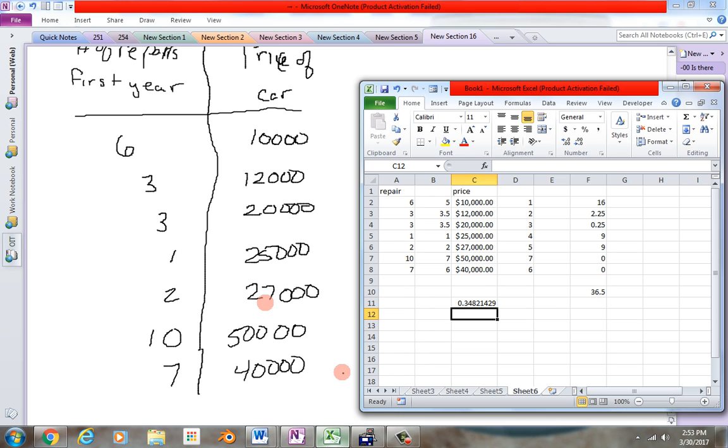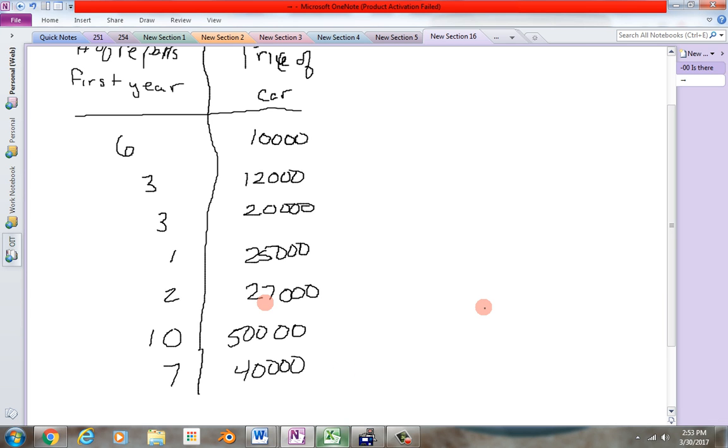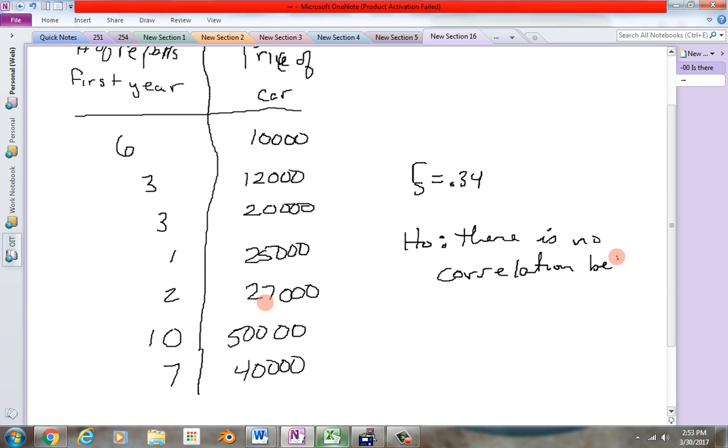Now, 0.34 for a correlation doesn't seem very big. That's your first thought, and you're not wrong. Okay, we'll look that up in a chart in a minute. Remember, H naught is there is no correlation. What does that mean this time? There is no correlation between price and, I guess, quality. Between price and quality. And maybe I write initial quality.